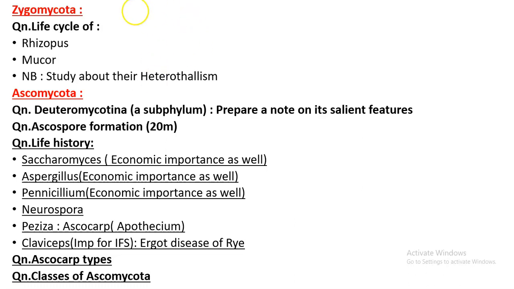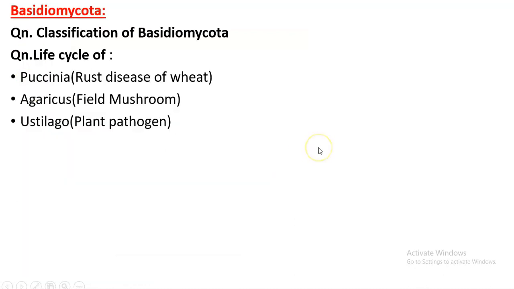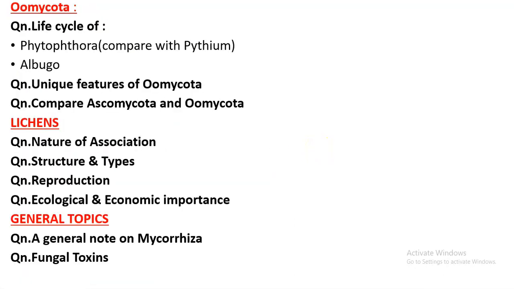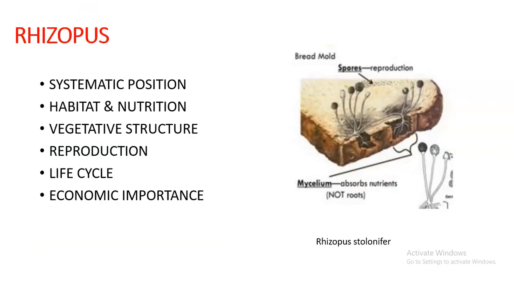After Zygomycota, we will be seeing the Ascomycota, then we will move to Basidiomycota, then Oomycota, lichens, and the other general topics. So let us start with Rhizopus. I'll be moving at a bit faster pace in this lecture because I want to finish all these things, from systematic position until economic importance, in this slide. So wherever you want, you can rewind or pause for taking lecture notes or for copying the diagrams or notes which are given in these slides.